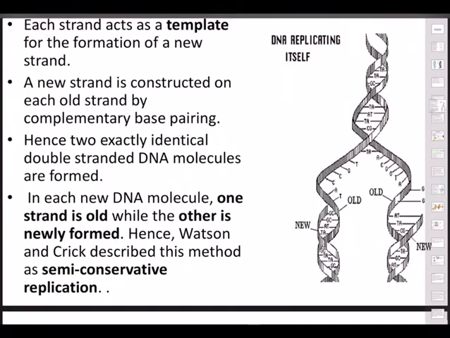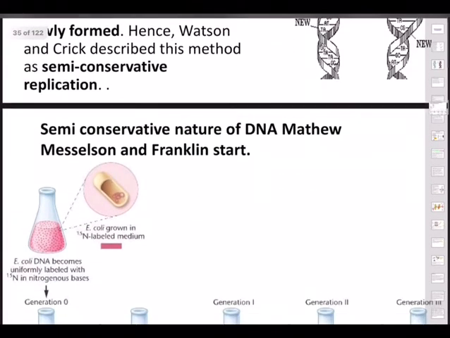So at the time of replication, the two strands of DNA separate, as you are seeing in the picture. Each strand acts as a template for the formation of a new strand. A new strand is constructed on each old strand by complementary base pairing. In the nitrogenous base pairing, adenine should always pair with thymine and vice versa. Thymine pairs with adenine. Similarly, guanine should pair with cytosine and vice versa. Cytosine should pair with guanine. This is complementary base pairing.